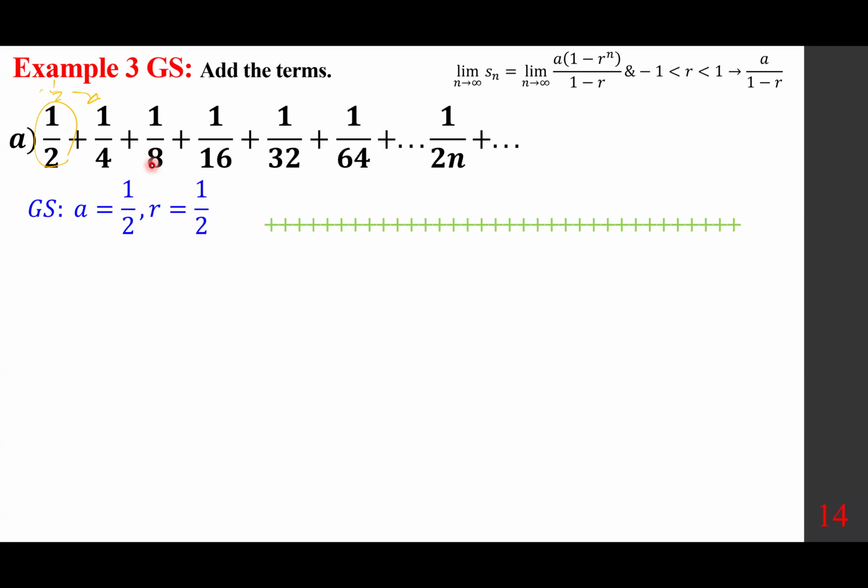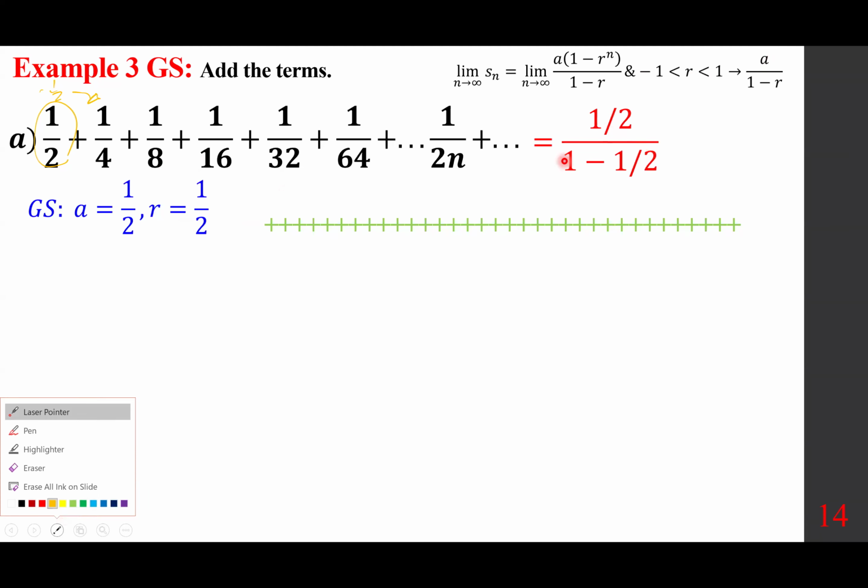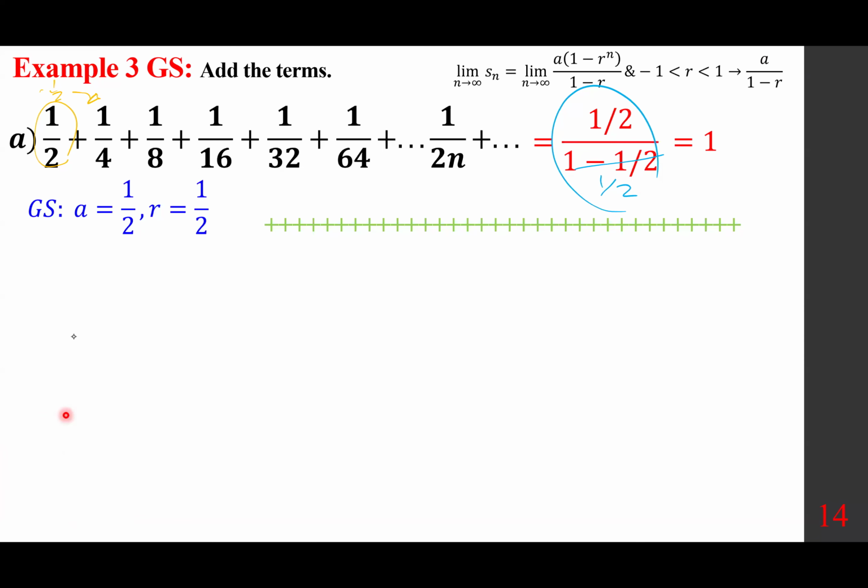Therefore, because r is between -1 and 1, it's 1/2, we can use a over 1 minus r. So a is 1/2, so is r. So a is 1/2 over 1 minus 1/2, and this is 1. So the summation will result in 1. So 1/2 plus half of it plus another half and continues indefinitely results in a total sum of 1. It's fascinating.